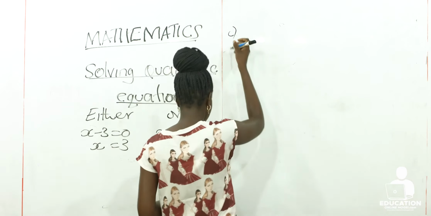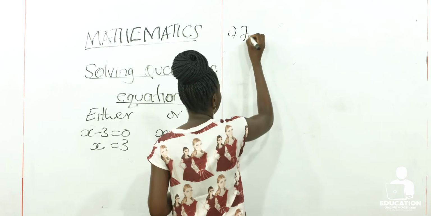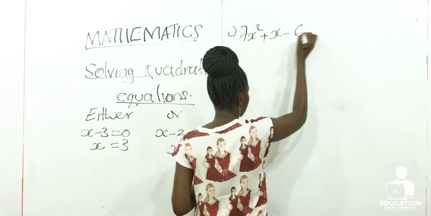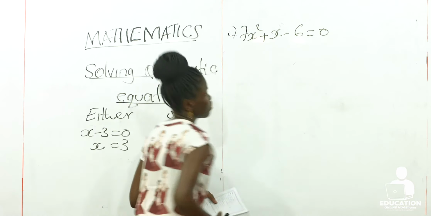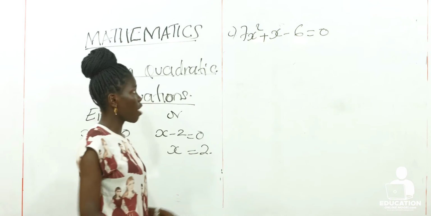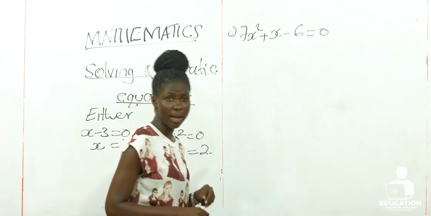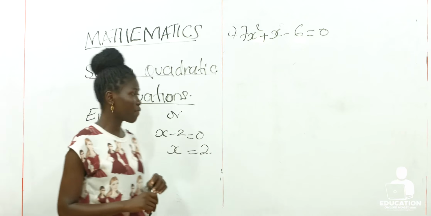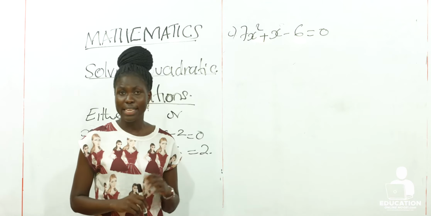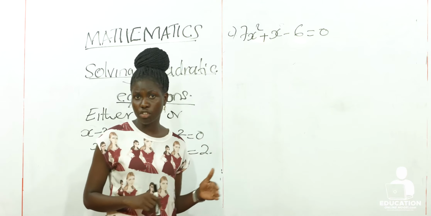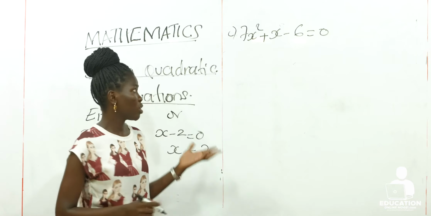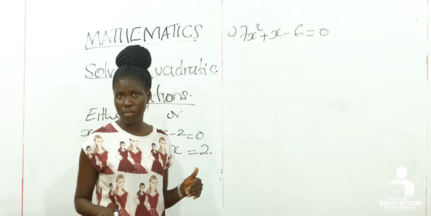Have example C. They're saying it's 7x squared plus x minus 6 is equal to 0. Here our value of a, or coefficient of x squared, is no longer 1. And we say that our value of a should never be 0. It can be negative, it can be a fraction, it can be positive, but it can never be 0, because any number multiplied by 0 becomes meaningless.